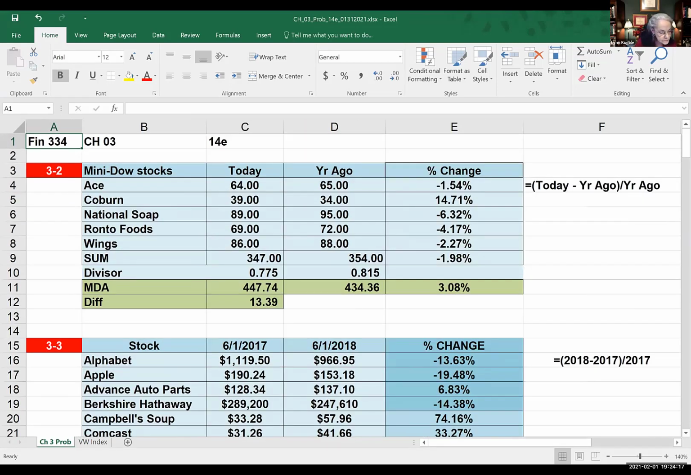Okay. Calculate the percentage change in each stock. Percentage change is always new minus old divided by old. So Ace went down, Coburn went up, National Soap went down, Ronto Foods went down, Wings went down. Overall, the whole thing went down. Calculate the MDA today and that of a year ago and the percentage change. Okay, there's the sum. There's the MDA today and a year ago. So compared to a year ago, it's gone down.